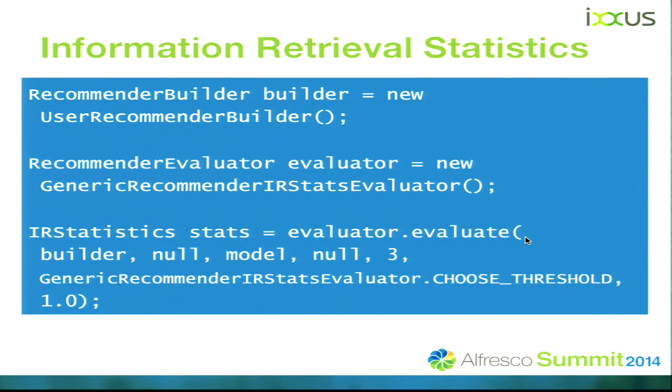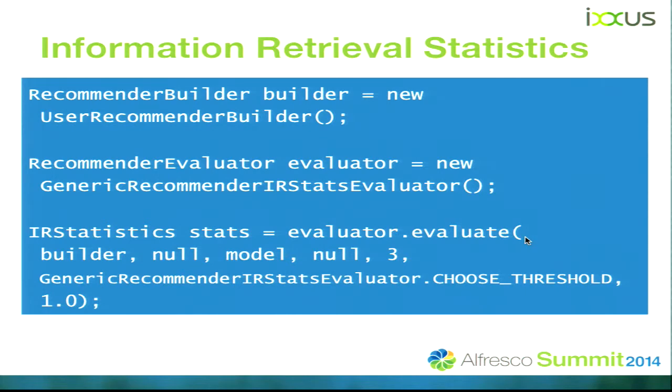And again, Mahout's got information retrieval statistics built in, so we can take this recommender builder again and create a different recommender evaluator. This one's using the information retrieval statistics. We set that up and pass it the builder, so it gets the recommender. We pass it the model. We tell it that the 3 is the number of points of results we're comparing. In this case, we're going to use all of the content available and all of the scores available, and then we're going to let it choose a threshold boundary.